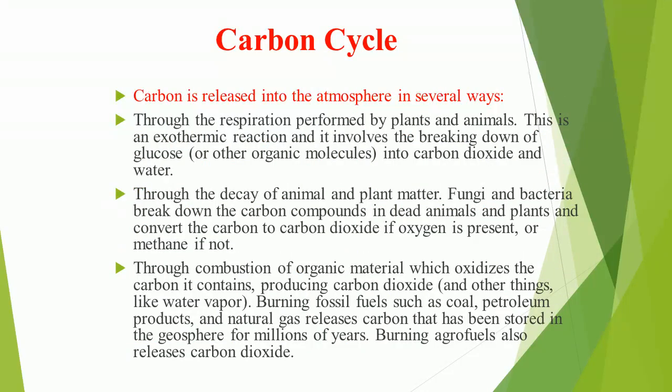Carbon cycle. Carbon is released into the atmosphere in several ways. Through the respiration performed by plants and animals. This is an exothermic reaction and it involves the breaking down of glucose, or other organic molecules, into carbon dioxide and water. Through the decay of animal and plant matter. Fungi and bacteria break down the carbon compounds in dead animals and plants and convert the carbon to carbon dioxide if oxygen is present, or methane if not.